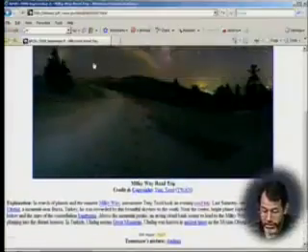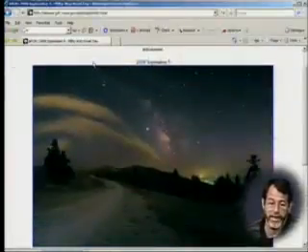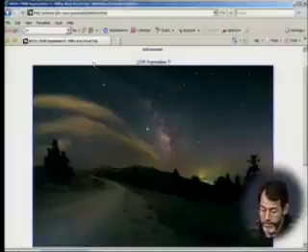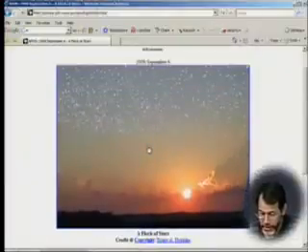This is actually taken in Turkey. We're fortunate enough at APOD to be sent things from all over the world. So we've featured images from many, many countries, not just from the United States. And this one is from Turkey. This one I think is from New York. So this is from the US.